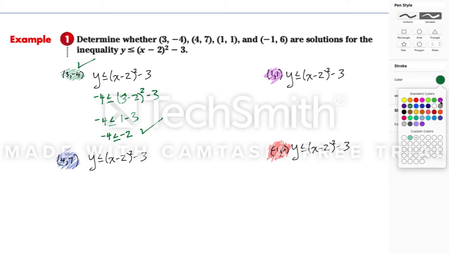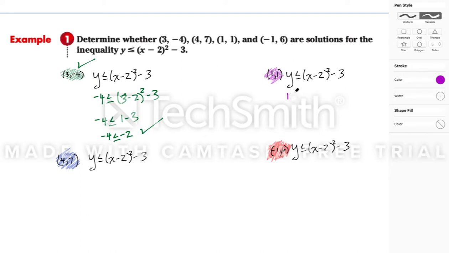And so I'm cool. I'm going to try this next one that's in purple. I'm just going to do the same thing, plugging in (1, 1), and keep it going. I think you guys know how to do this, so I don't think I have to do all of them. So 1 minus 2 is going to be -1. -1 squared is 1, minus 3. So is 1 less than or equal to -2? The answer to that is no. Since 1 is not less than that, this is not a solution and it doesn't work. See how it works out?